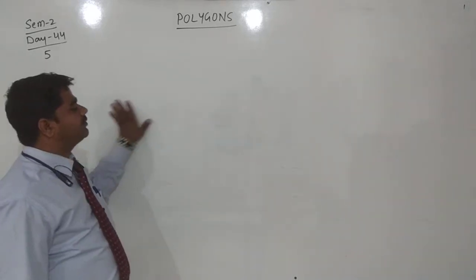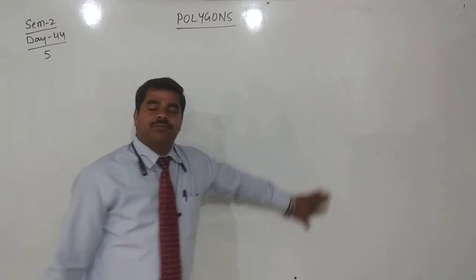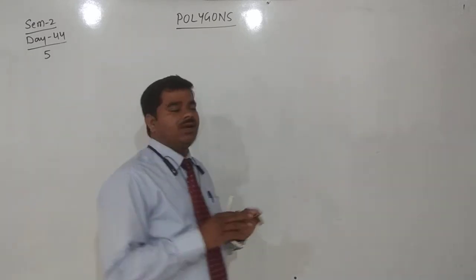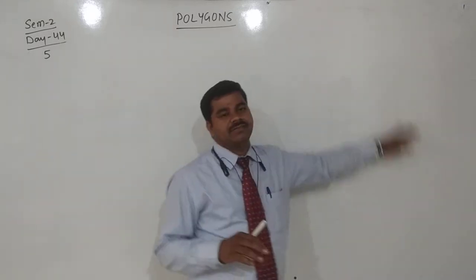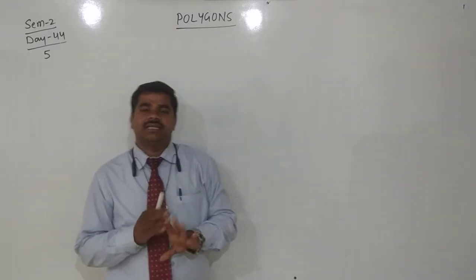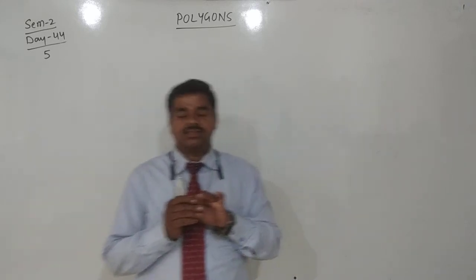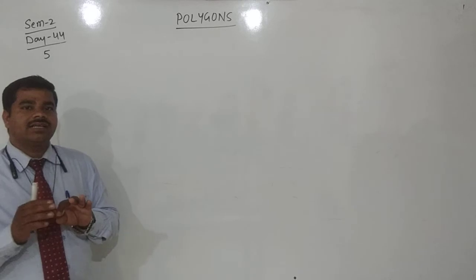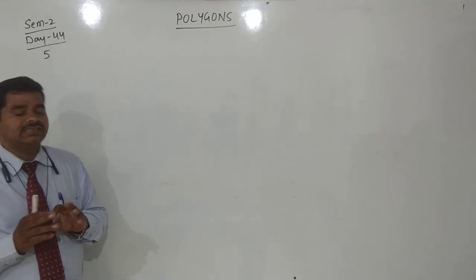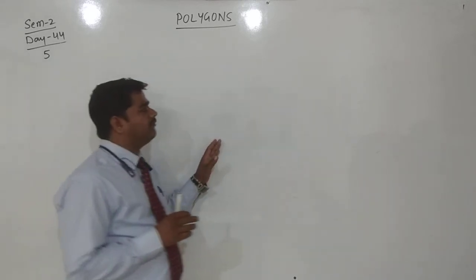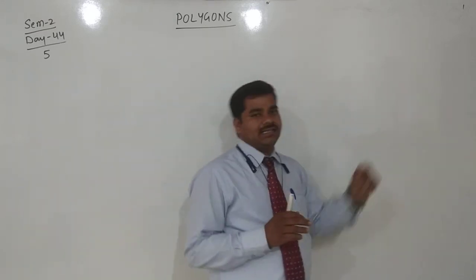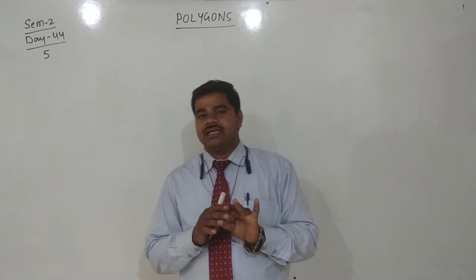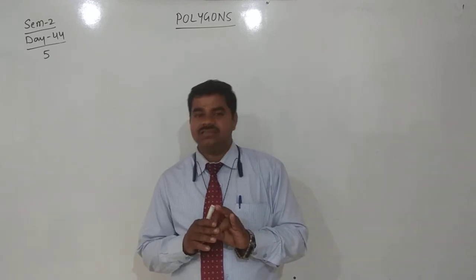In the previous class we were discussing the triangle, its properties and types of triangles. On the basis of the measurement of sides, we discussed three types: equilateral, scalene, and isosceles triangle. On the basis of the measurement of angles, again three types: acute angle triangle, right angle triangle, and obtuse angle triangle.